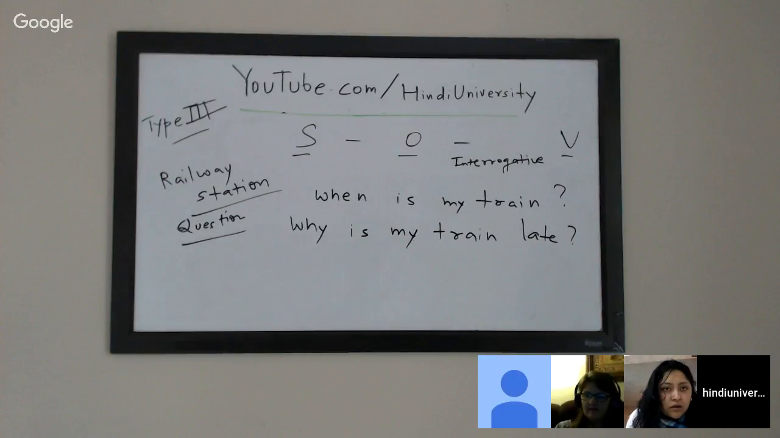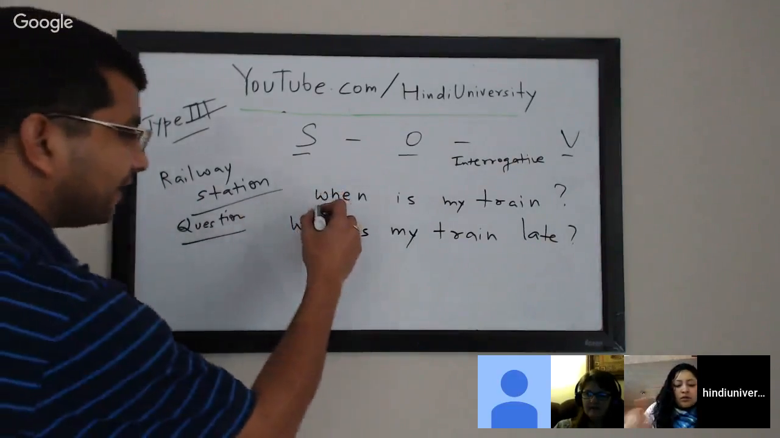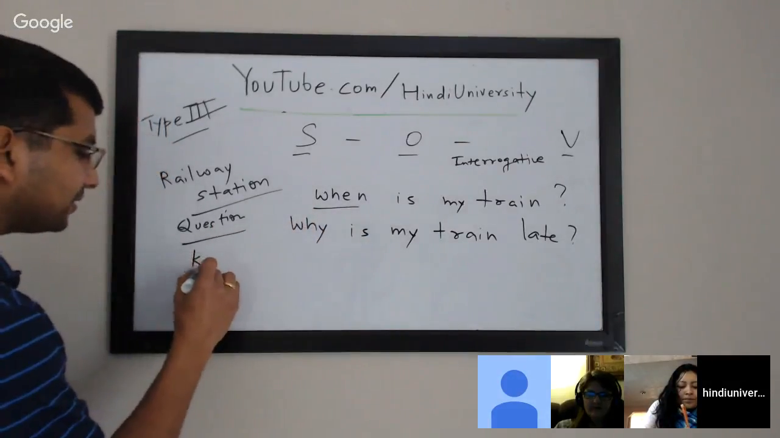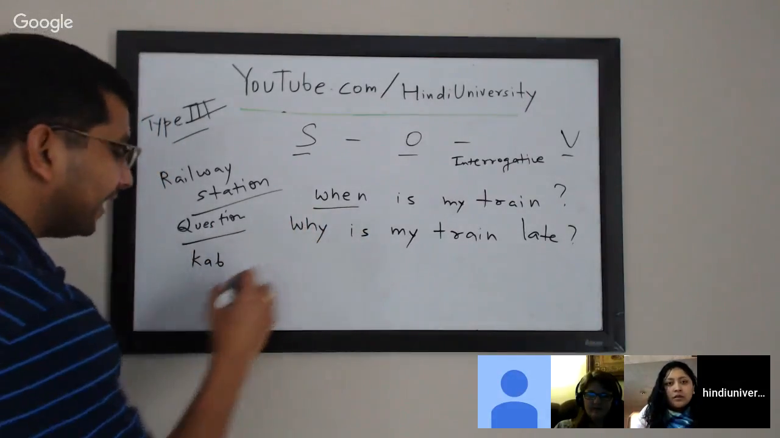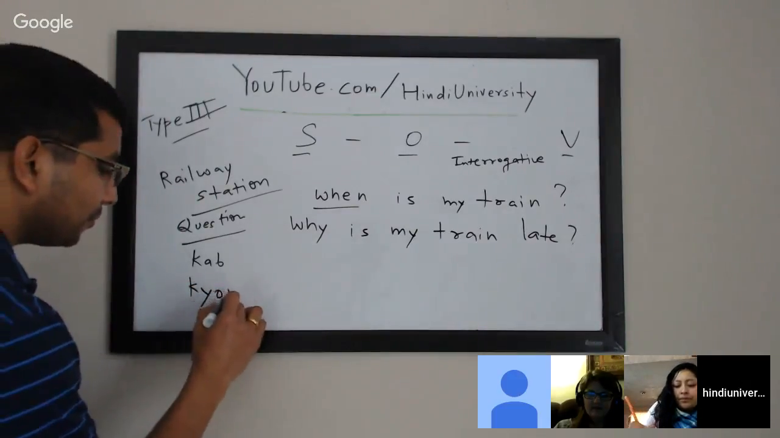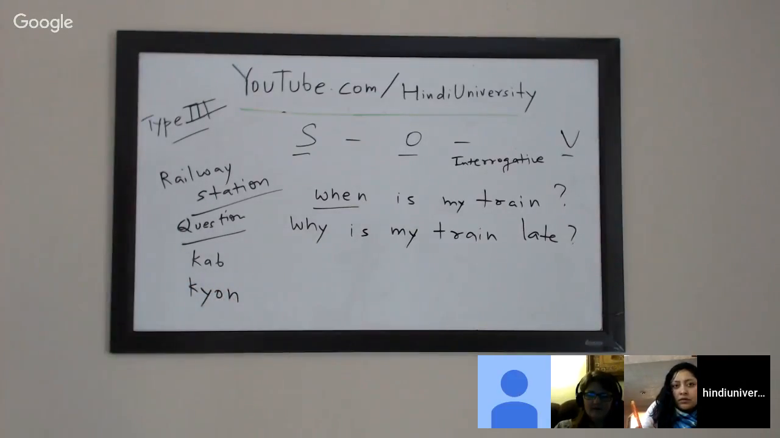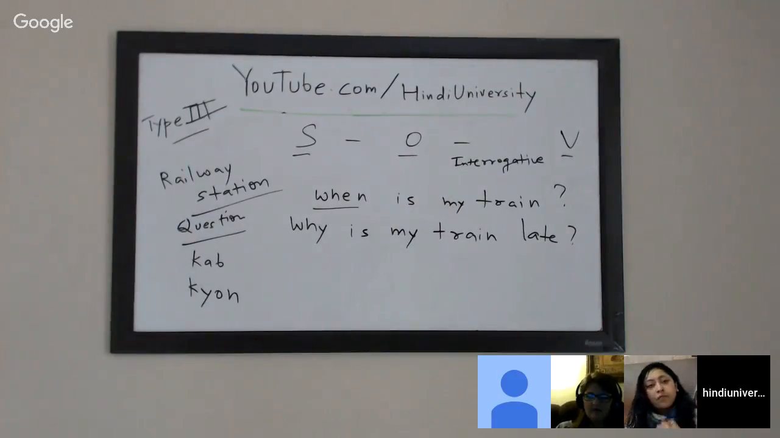For those of you who are new, if you don't know how to say when in Hindi, it is kab, and why is kyun. When is kab and why is kyun. Now I think the rest of the thing you should have. Keep it simple, you don't have to overthink. It should be 4 or 5 words in a sentence. कब मेरा ट्रेन है. Okay, very good.